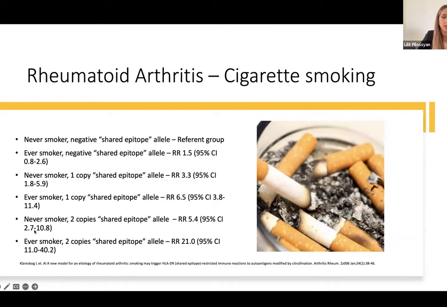And then moving one down, someone who smokes, let's say, and has two copies of the shared epitope allele, their relative risk for developing rheumatoid arthritis is 21. So nearly four times higher relative risk of developing rheumatoid arthritis in the same genetically susceptible individual just by smoking alone. So here too, someone who just smokes and has none of the alleles still has a slightly higher risk of developing rheumatoid arthritis as well. So smoking is definitely a big player in triggering it.